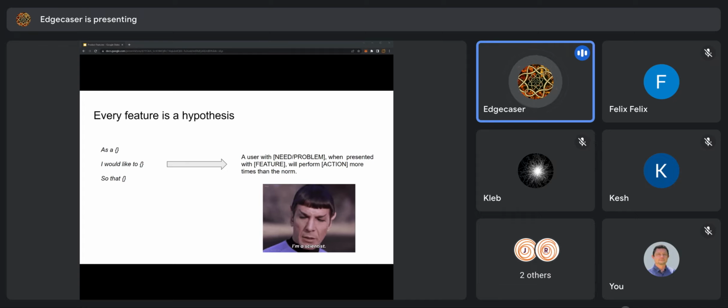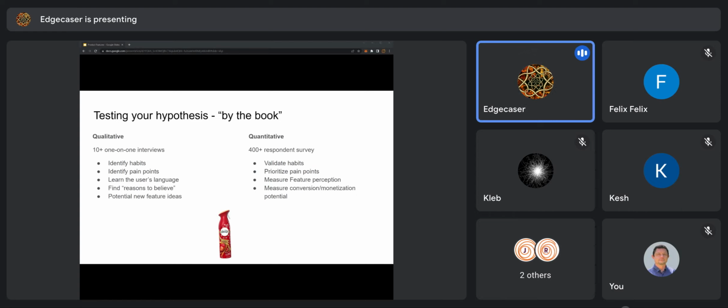Okay, so let's talk about how we validate our hypotheses by the quote-unquote book. I usually take two phases of approach. One is qualitative, and then it's quantitative. I start with the qualitative precisely because I need to look at users in the eye, look at clients in the eye, and verify that the thing that I think is a problem for them, that the pain that they have, is actually real.